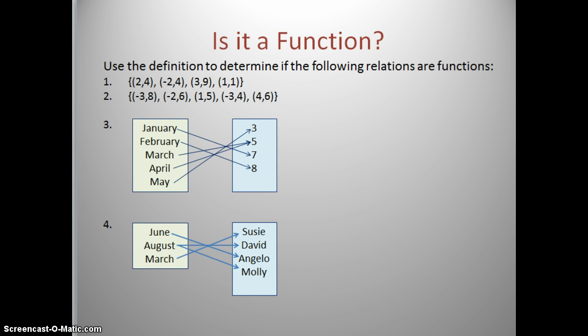Now if we take a look at example 4, which matches months with some names, maybe this example would be about who has a birthday in which month. So June contains the birthday of Angelo, August contains the birthdays of David and Molly, and March contains the birthday of Susie. Here, if you take a look at August, August is our input, because that's where our arrow is beginning, and that is mapping to 2 outputs, David and Molly. Because of that, this is not considered a function. So once again, numbers 1 and 3 are functions. Numbers 2 and 4 are not functions.